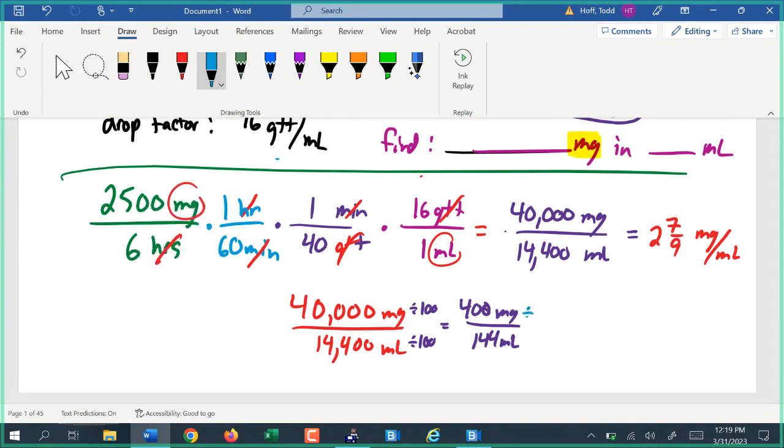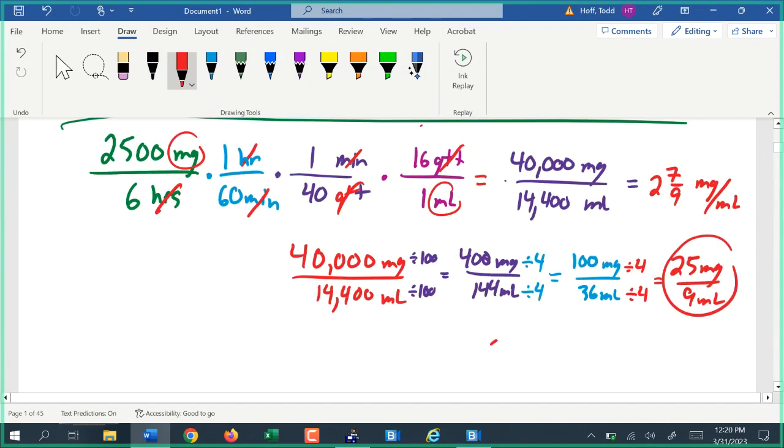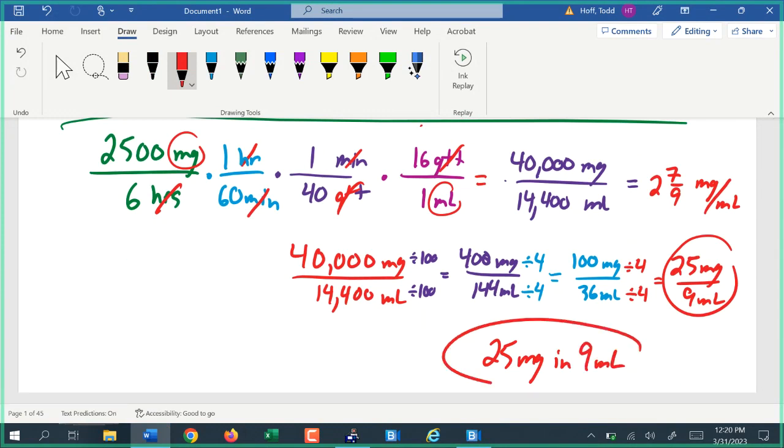Both of those can be divided by 4. 400 divided by 4 is 100 milligrams. 144 divided by 4 is 36 milliliters. Both of those can still be divided by 4. 100 milligrams divided by 4 is 25 milligrams. 36 milliliters divided by 4 is 9 milliliters. So there's the unit we want right there. This is saying that our concentration was 25 milligrams in 9 milliliters.